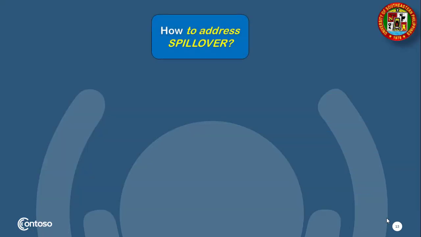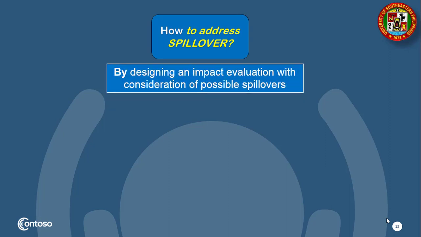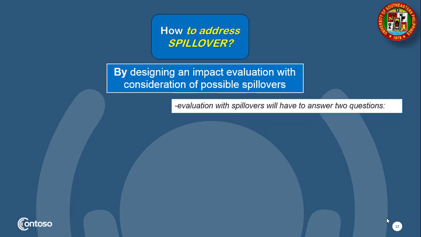Now, how to address spillover effect? By designing an impact evaluation with consideration of possible spillovers. The first thing to do is to realize that the objective of the evaluation needs to be expanded. While a standard evaluation aims to estimate the impact of a program on an outcome of interest for units receiving the treatment, the evaluation with spillovers will have to answer two questions.